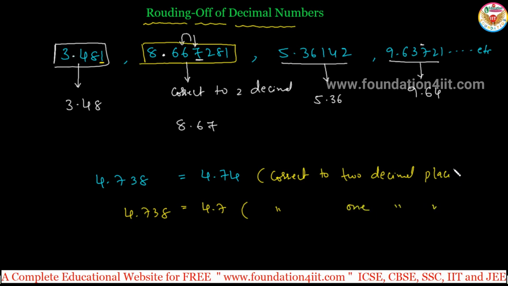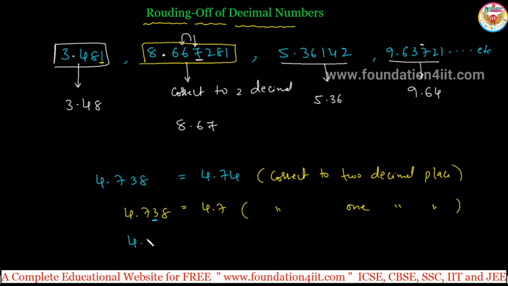One decimal place means you check the second digit. The second digit is 3, and 3 is less than 5, so keep it the same. There is no change. Now if it is 4.738, we can write 5.